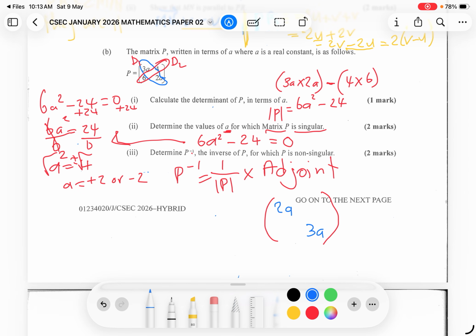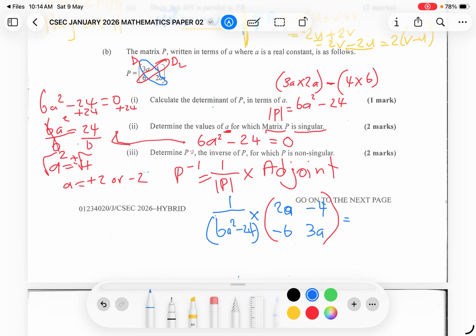There's no switch, but there's a change of sign. On diagonal 2, we're going to change the sign of your numbers. So if it was positive, it becomes negative. If it was negative, it would have become positive. So your adjoint is the matrix itself in rearranged form. Diagonal 1, your elements are switched. Diagonal 2, you change the signs of your elements. So please do note that on diagonal 2, you do not switch around your elements, you only change their signs.